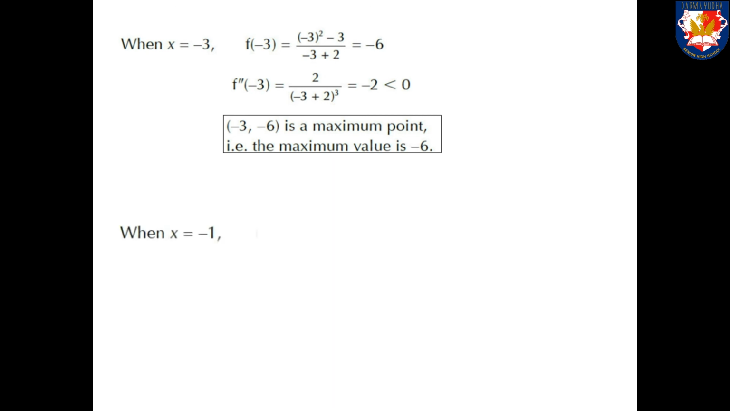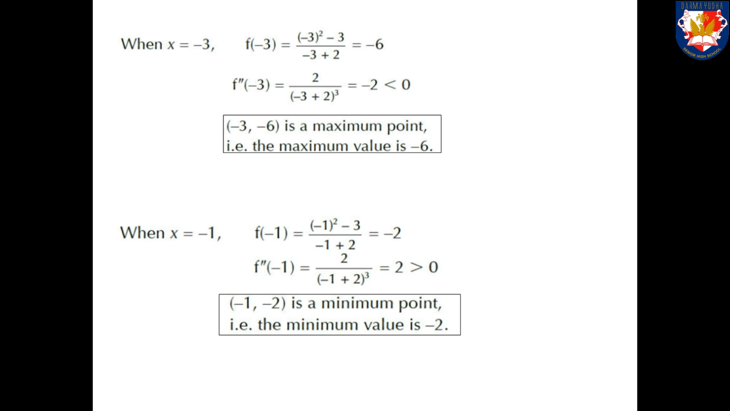Substitute the value of x equals minus 1 into the original function, f(minus 1) equals minus 2. And substitute x equals minus 1 into the second derivative, so we obtain the second derivative at x equals minus 1 equals 2 over (minus 1 plus 2) cubed equals 2, larger than 0. Based on the second derivative test, we obtain (minus 1, minus 2) is a minimum point. In other words, the minimum value is minus 2.